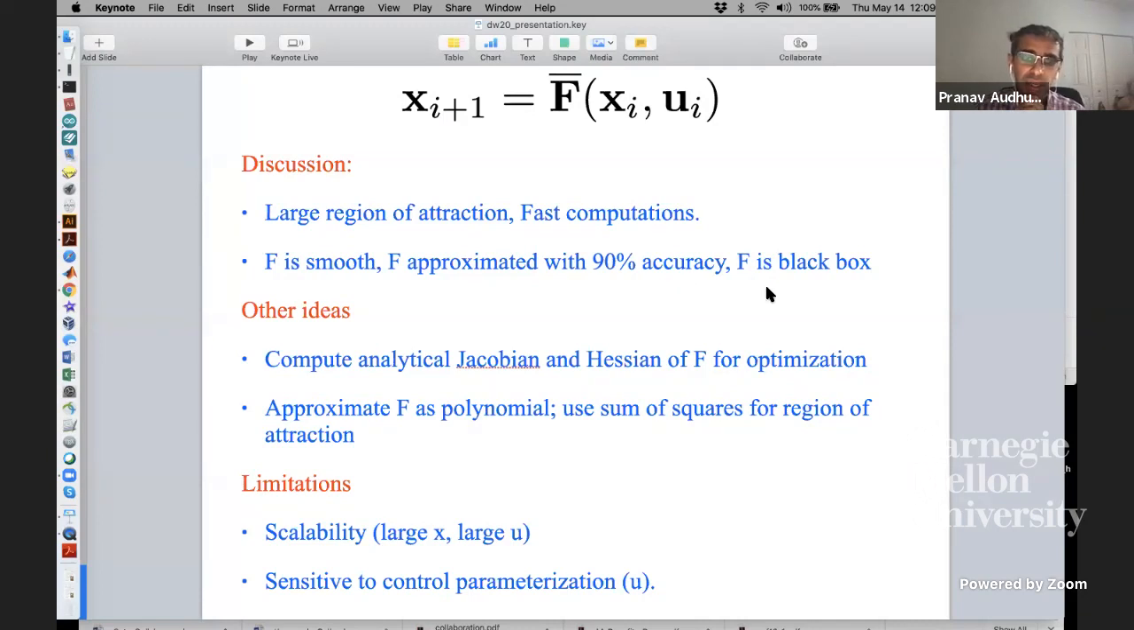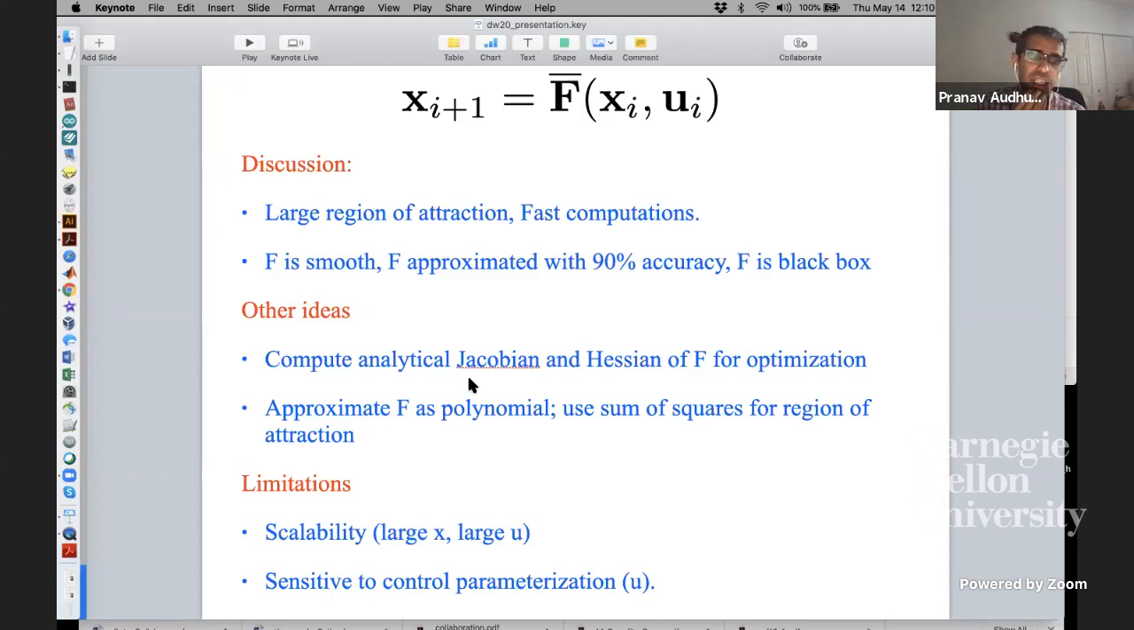And the good thing is that you can now use a black box simulator to get F. You don't really need to exploit the structure of the model or anything like that. Some other ideas which I have not explored, but I think potentially could be explored, is, since you have analytical F, or so to say closed form approximation, you can then start computing the Jacobian and Hessian of F. And this can be used to speed up optimization.